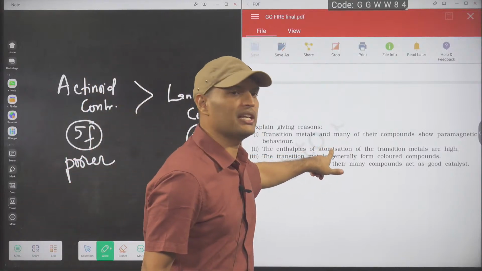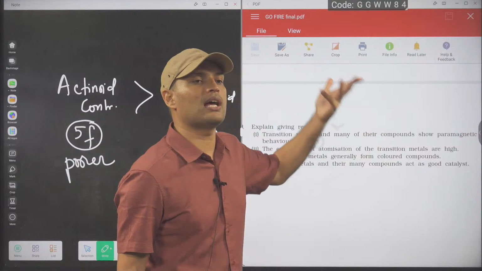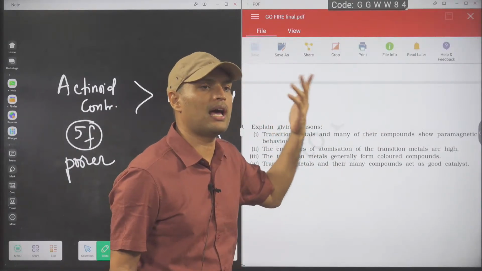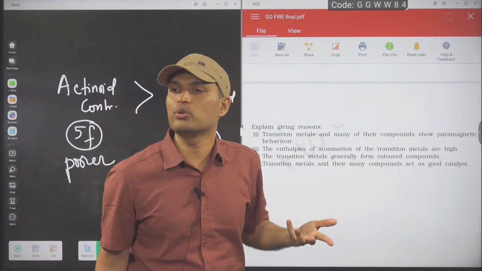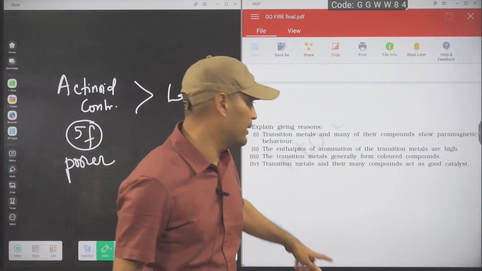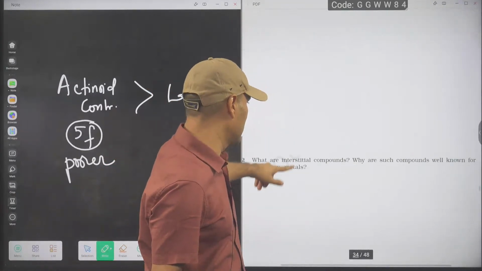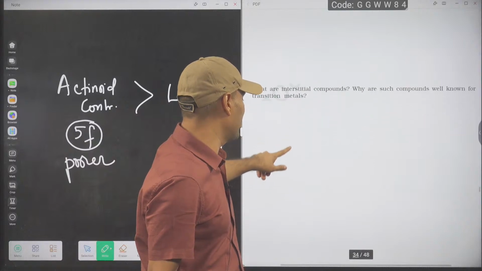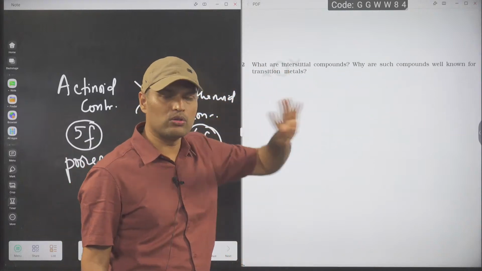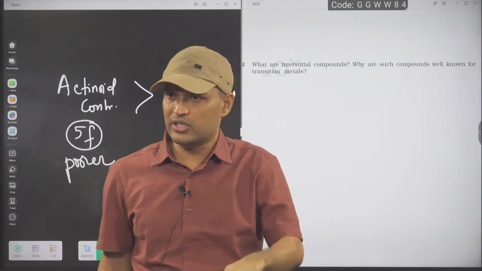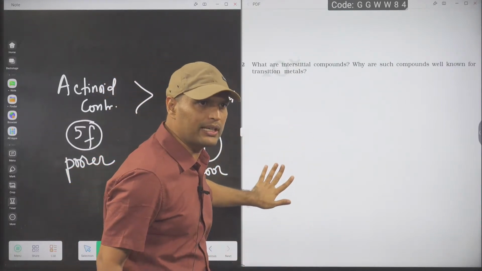Why is atomization energy high? Unpaired electrons are high, valence electrons are high. Colored complexes: color is due to unpaired electrons, paramagnetic. Interstitial compounds, again features are given, 4 features are given. So these are theoretical questions.